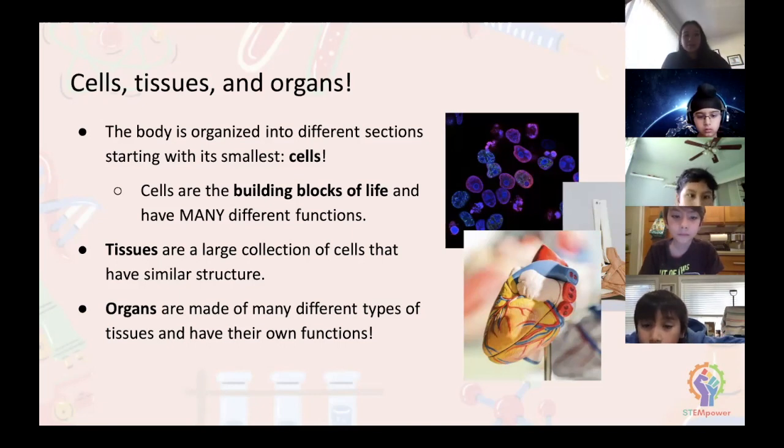So let's start with cells. So cells are the kind of foundation of life. They're the building blocks of it. And they serve many, many different functions. And they're made up of molecules and atoms. And when they all come together, they form tissues. So tissues could be muscles, for example. And tissues are just a large collection of cells that have similar structure. And when these tissues come together, we have organs.